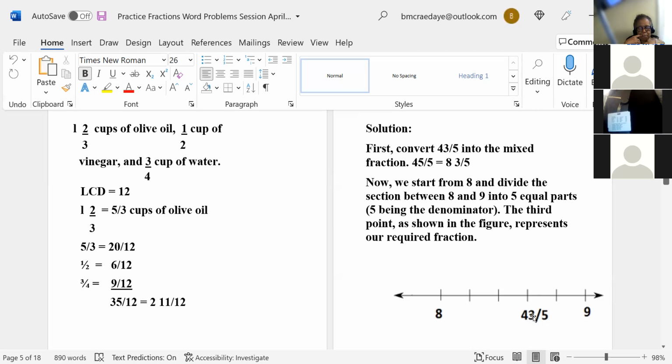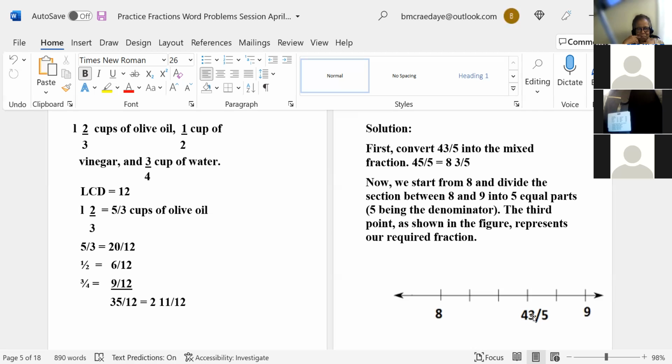Mercedes, you got it? Let me see if I can repeat what you say. Go ahead, repeat. First of all, you change the 43 upon the 5 to a mixed number. Right. Then you want to find it on a number line and start counting from 8. Yes. And so you count 1, 2, 3.